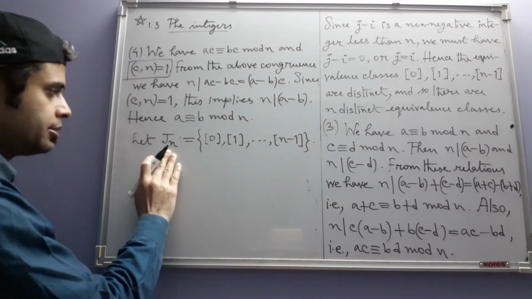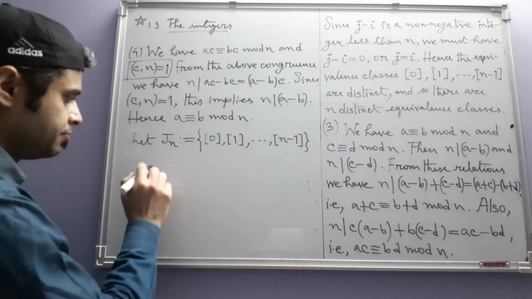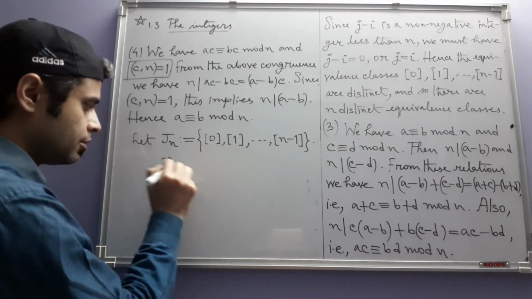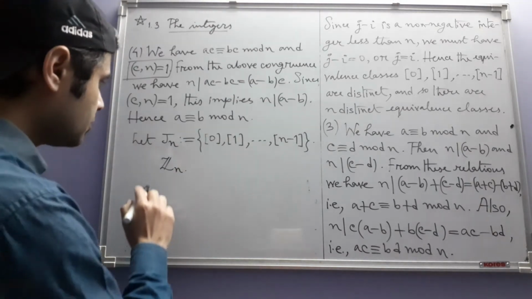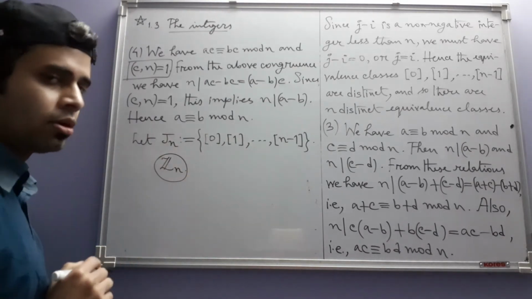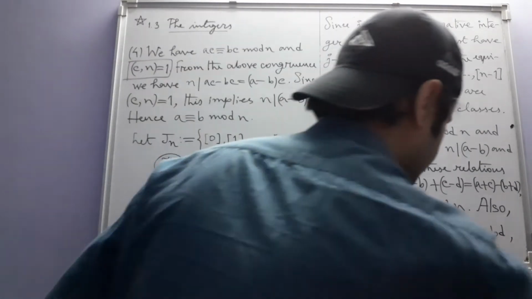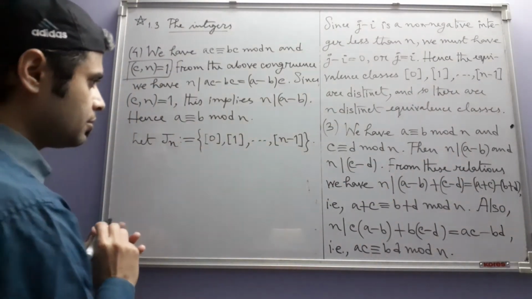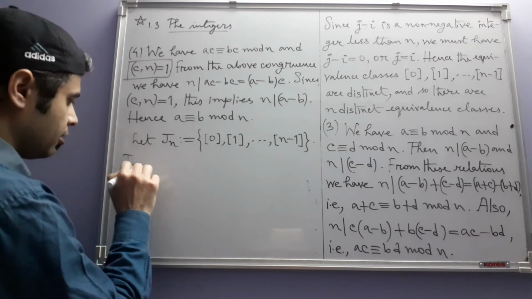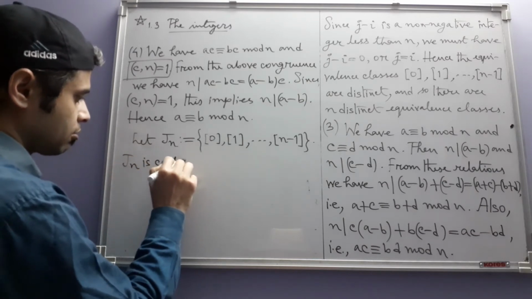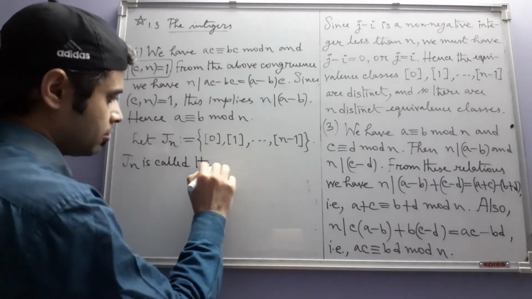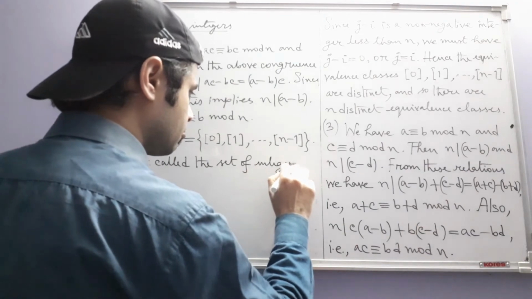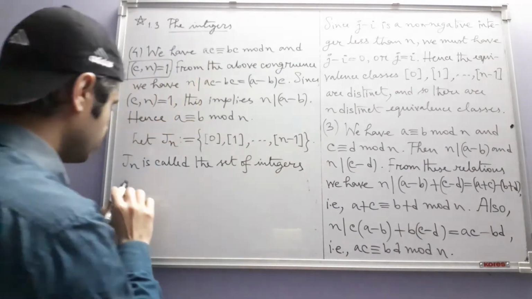Now this notation Jn, Herstein uses Jn. More commonly, authors use this notation, Zn or Cn. This will be seen more commonly in many mathematical texts. However, they are the same thing. Jn is called the set of integers modulo n.